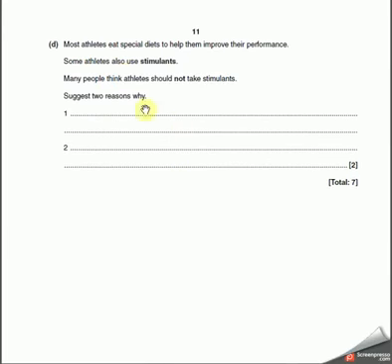Okay, last question. Most athletes eat special diets to help them improve their performance. Some athletes use stimulants. People think that athletes should not take stimulants. Suggest 2 reasons why. First of all, if some athletes were taking stimulants, it wouldn't be fair on those that weren't taking any. So that would be unfair. And the second thing is, if it's a stimulant, it's going to make your heart beat faster, isn't it? And if you're doing exercise, that could potentially be very dangerous, couldn't it?